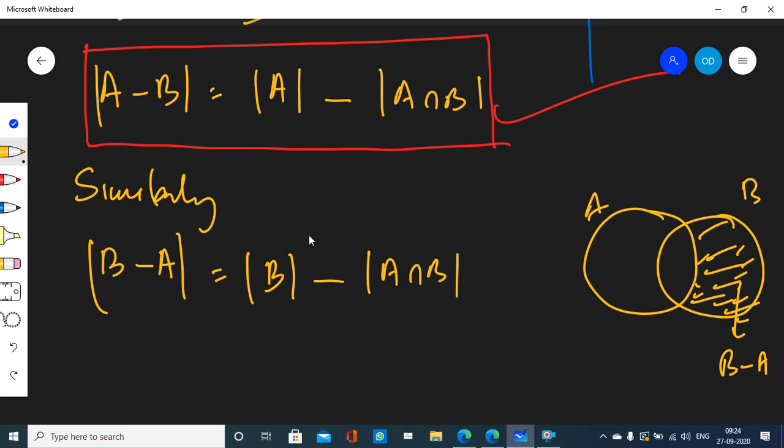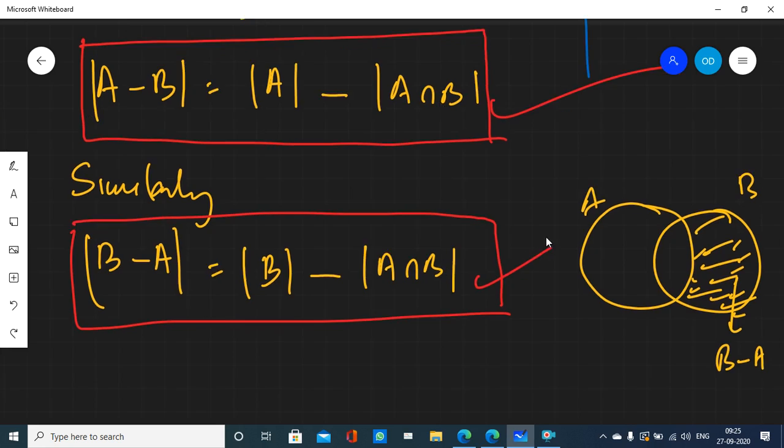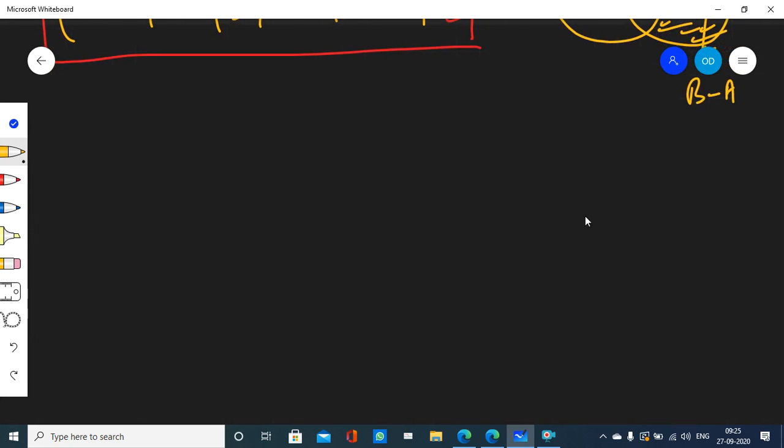Okay? You get my point? So these two are the formulas. You have to understand that cardinality of A minus B is equal to cardinality of A minus cardinality of A intersection B. Cardinality of B minus A is equal to cardinality of B minus cardinality of A intersection B. Right? Remember this. Okay. Then let's find the cardinality of A union B.